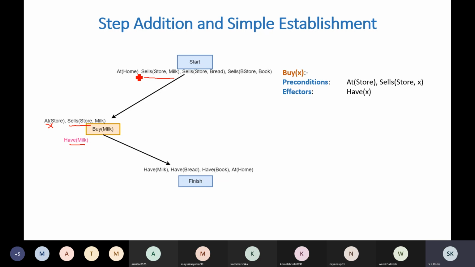Yes, sir. So now what we have to do? We have to anyway make this at store true. So that we will do afterwards. Now let us come to this have bread. Same way we will add here buy bread. So we will add this step buy bread, so that will make this have bread true.